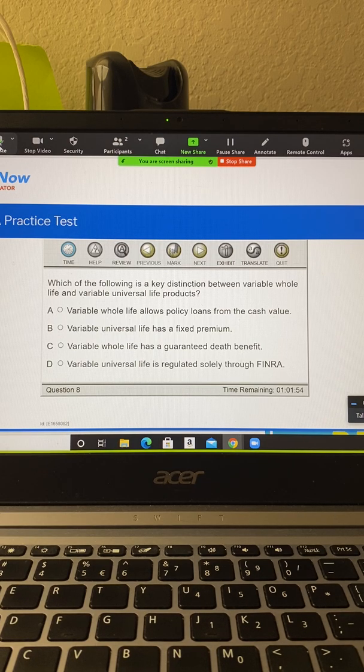The last thing you said was, well, let's read the question, start at the top. Read it to me. Which of the following is a key distinction between variable whole life and variable universal life products? Right. I can't remember, but I think I put A on the test because I was thinking with whole life, with the cash value, you can withdraw money from those policies. Well, this is true. Both of them, you can withdraw money from the policy. Okay.